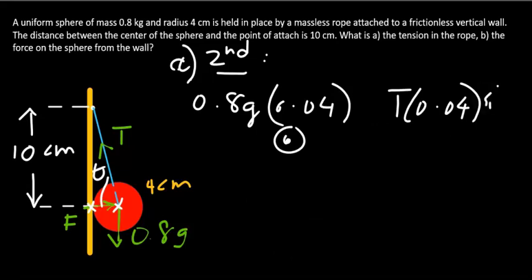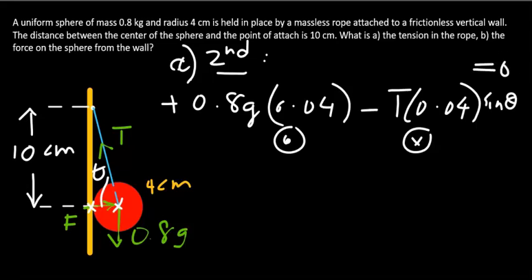Let's for now write sine theta there. The r vector is going this way, tension is, though, the force is going that way, so the direction of the torque is going into the board. So if this is plus, this is minus, so the sum is 0.